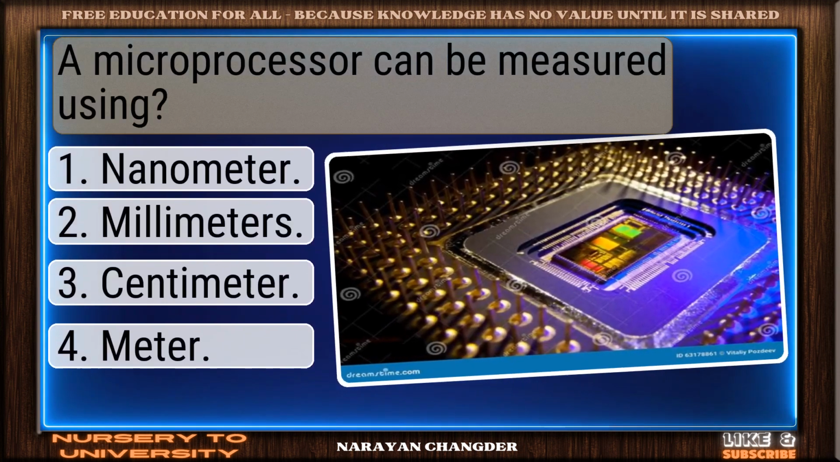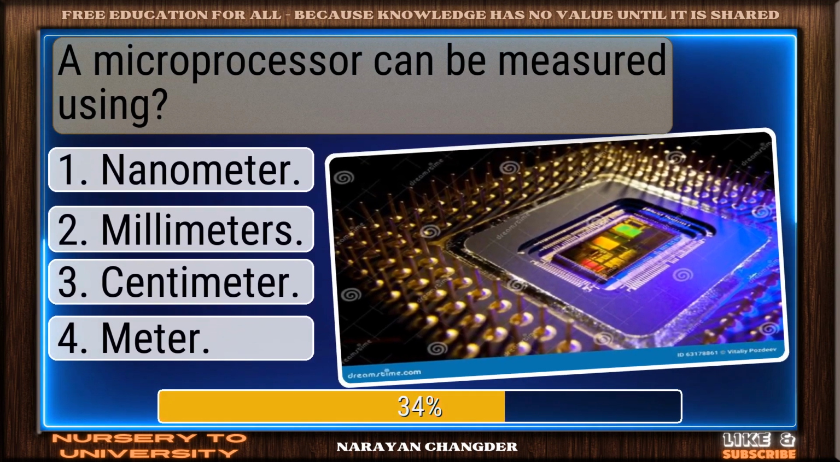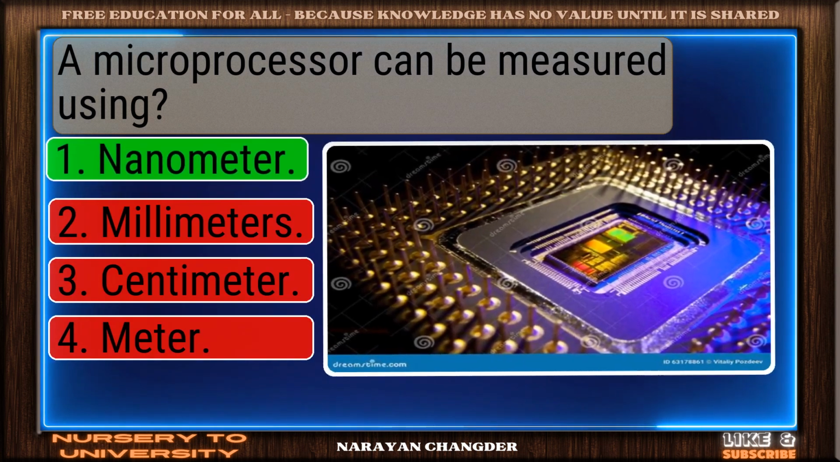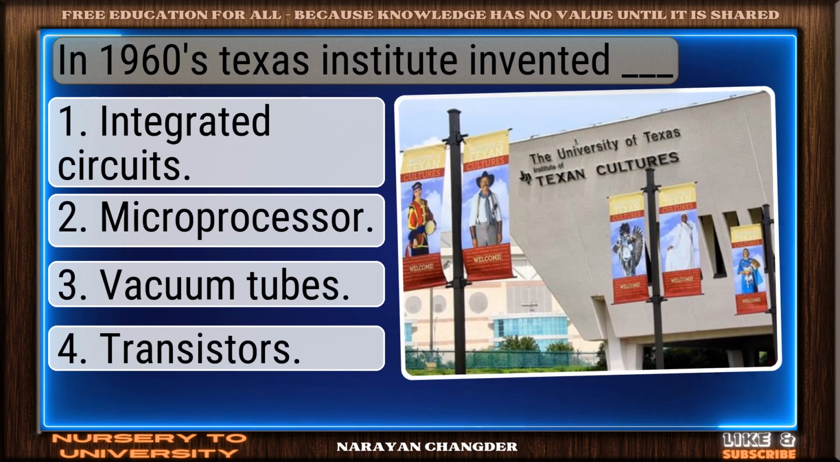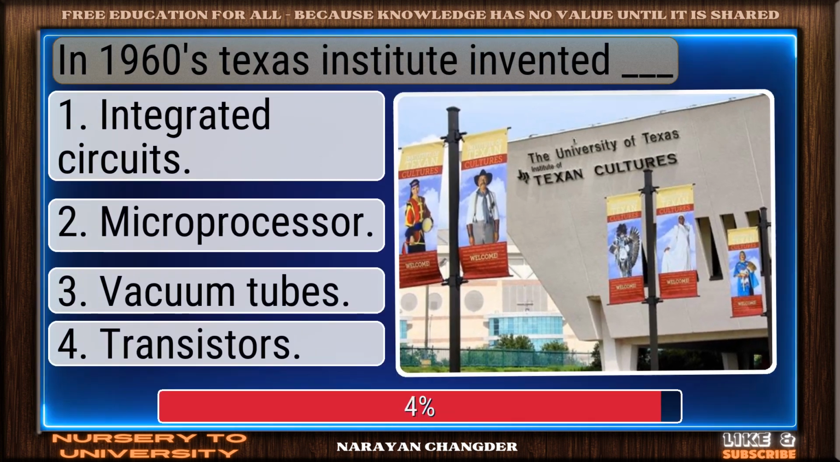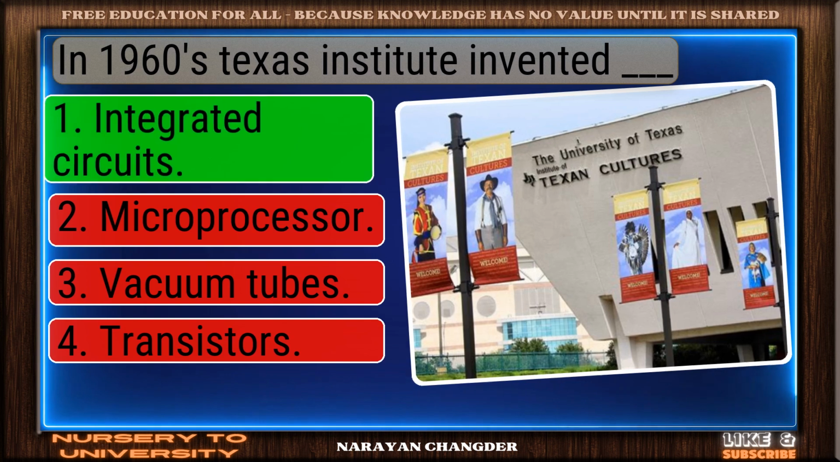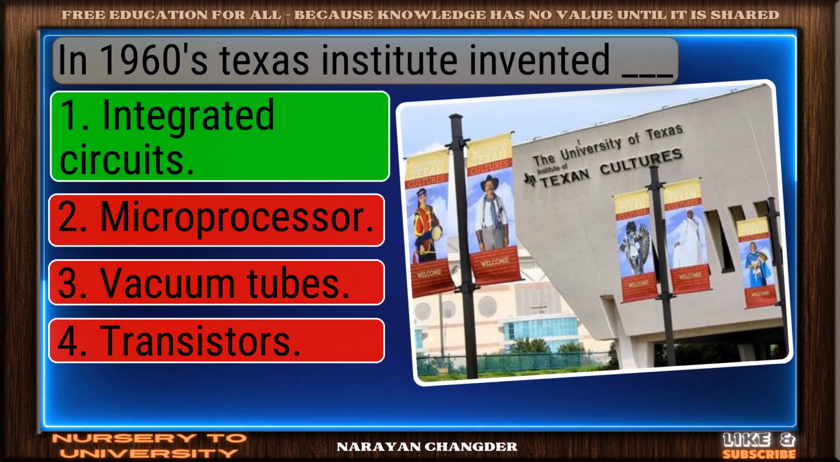Question number 37. A microprocessor can be measured using. Excellent. Nanometer is a brilliant choice. Question number 38. In 1960s, Texas Instruments invented dash. Correct response. Integrated circuits is the most accurate answer.